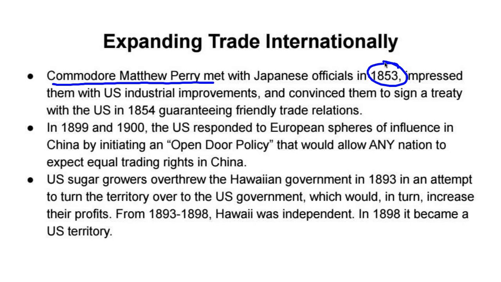So for a 5-year window, Hawaii was independent, and then in 1898 it actually became a U.S. territory. So you have U.S. expansion going on in Japan, in China in 1899 and 1900, and in Hawaii becoming an official U.S. territory in 1898. So this expansionism is all about opening markets and making money.